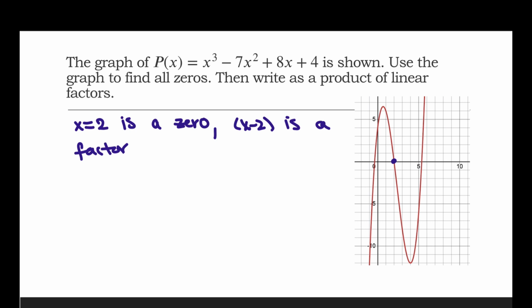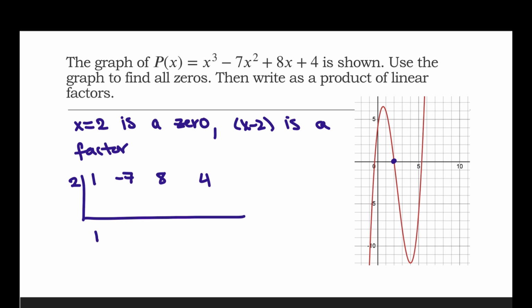And so now I'm going to use the same process that I did in the previous problem. I'm going to divide the x minus 2 out of this polynomial by using synthetic division. To divide by x minus 2, I put positive 2 outside of this box, and then I write down the coefficients of my polynomial. 1x to the third minus 7x squared plus 8x plus 4.